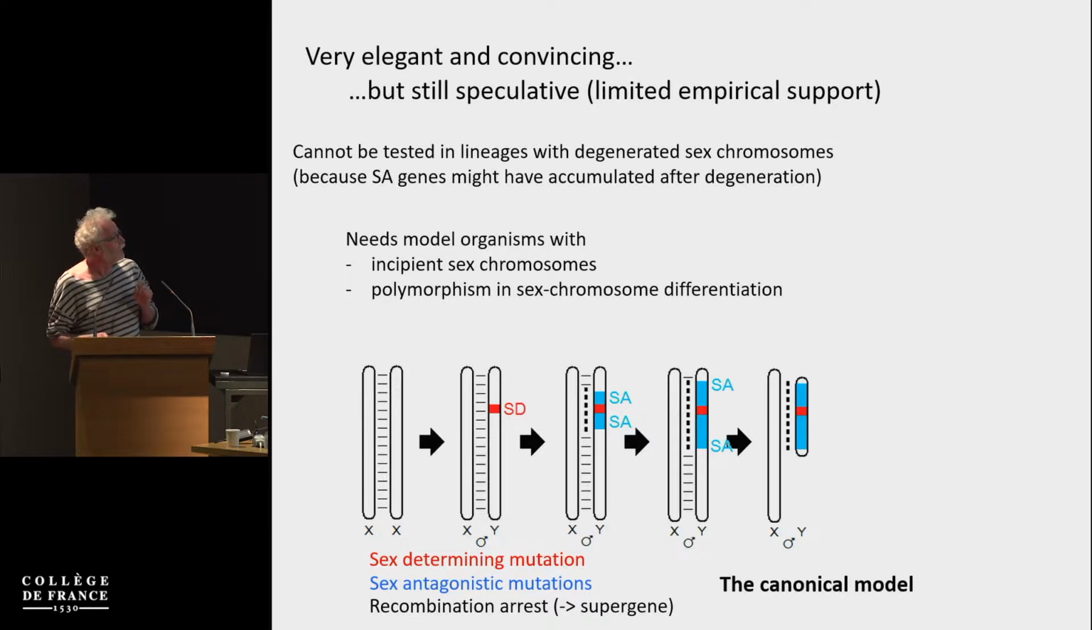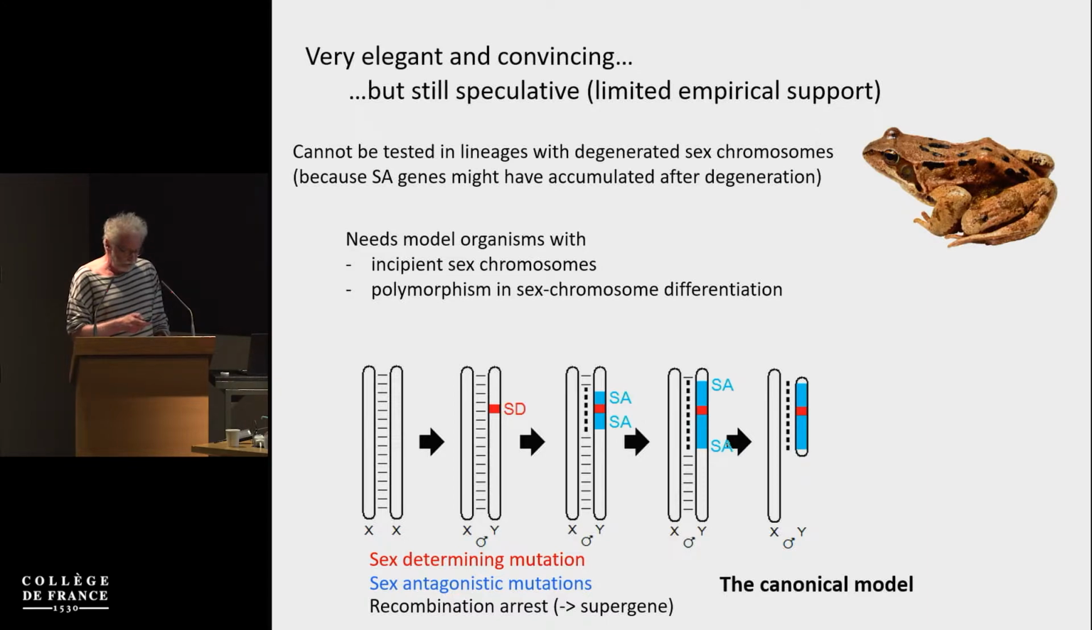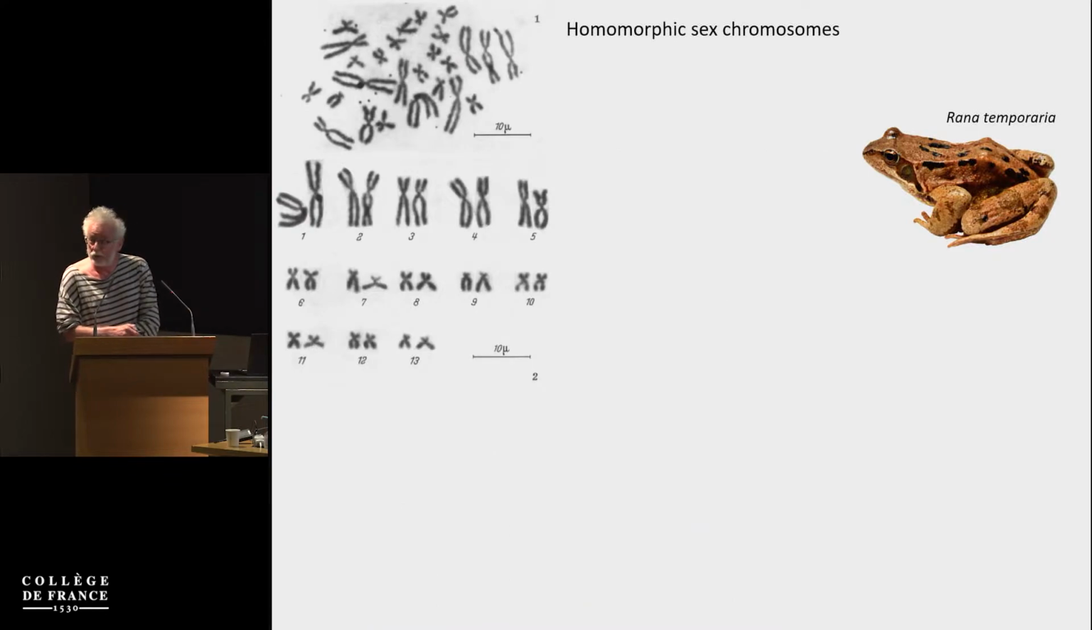So it's better to find model organisms with sex chromosomes in a very early stage of differentiation, and ideally with a polymorphism, such that you can compare different levels of differentiation. And this is what we find in frogs. For instance, this is the European common frog, Rana temporaria. This is the karyotype, and you see that all the 12 or 13 pairs of chromosomes, 13, yes, are perfectly homomorphic. There was no differentiated sex chromosome.